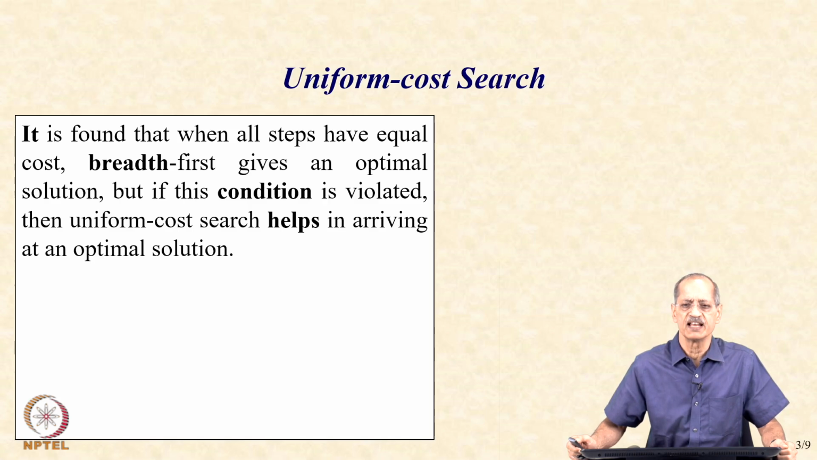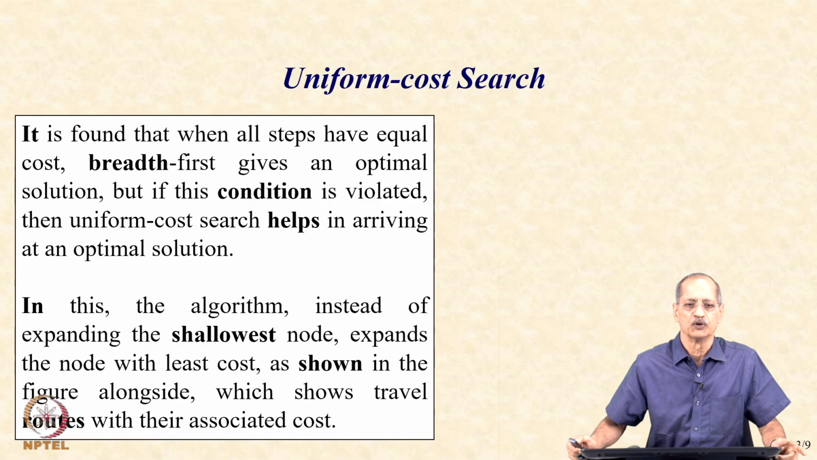What it essentially means is that if you have differential costs, then by taking those steps which have the least cost in a tree actually helps in arriving at an optimal solution, which means it is almost like saying the shortest path to the destination. So, at every stage you look for the path which has the least cost. So, in this algorithm actually what happens is that instead of the shallowest node, it expands the node with least cost.